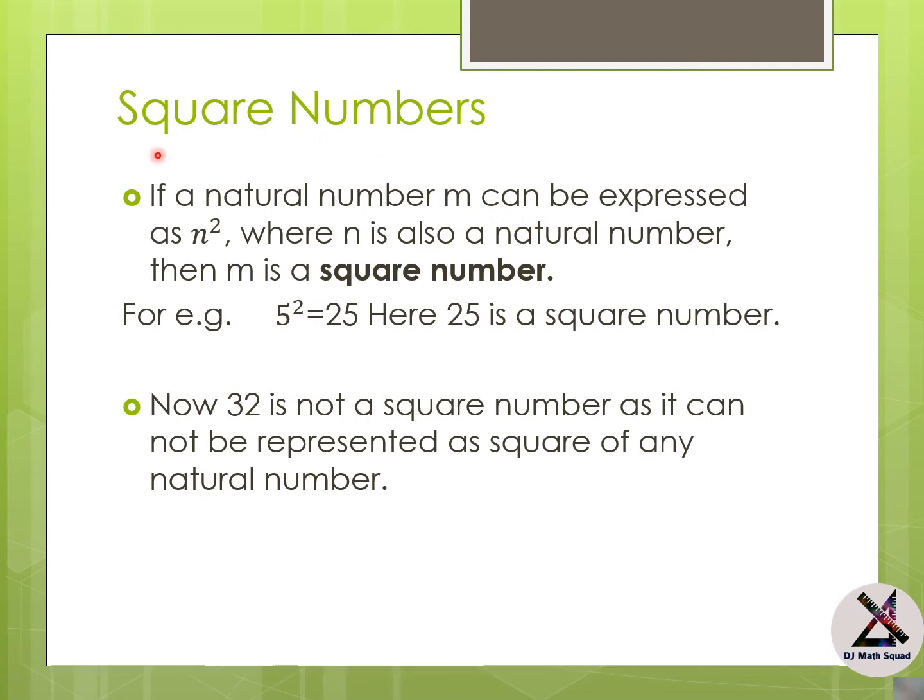The first concept in this chapter is square numbers. If a natural number m can be expressed as n square, where n is also a natural number, then m is a square number. For example, 5 square is equal to 25. So here 25 is a square number because it can be presented as a square of 5. Now we have to think whether 32 is a square number or not. So 32 is not a square number as it cannot be represented as square of any other natural number.